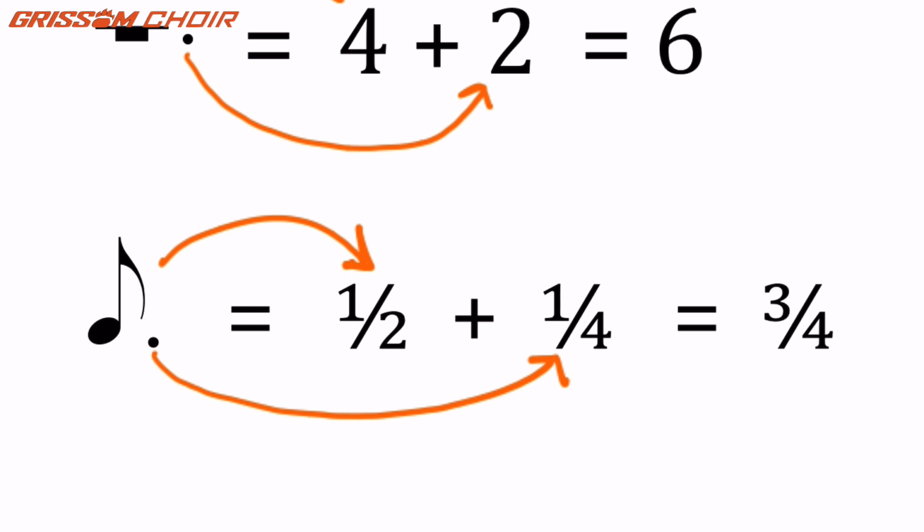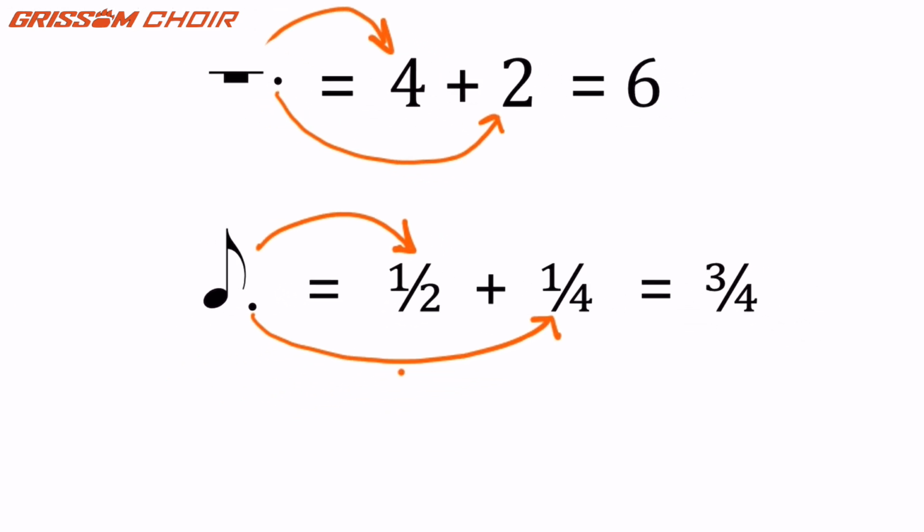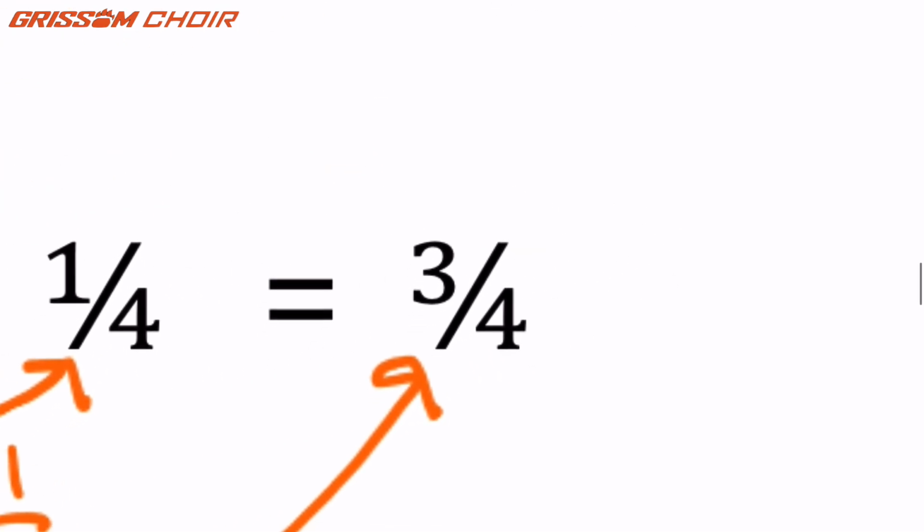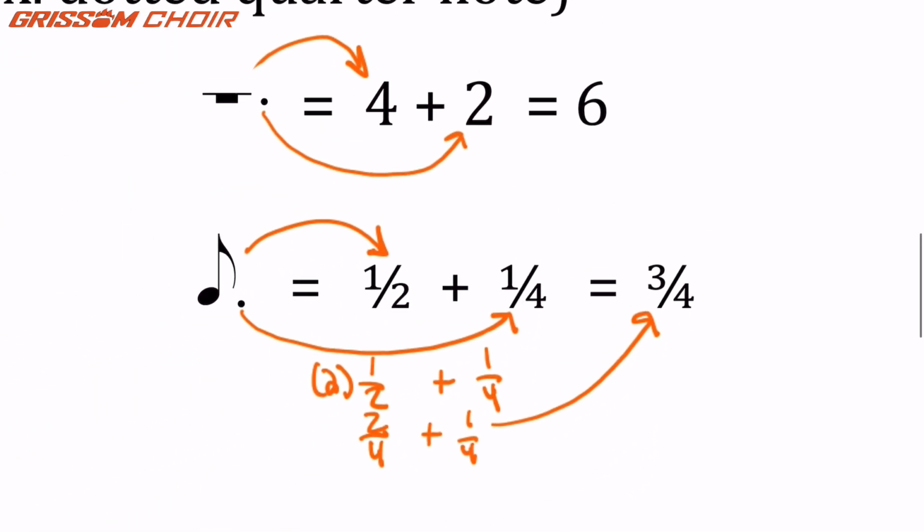But we can't just stop there. We have to think as if we are in math, and we have to find the common denominator. So the common denominator of 1/2 and 1/4 is 4. So we have to multiply that first fraction by 2 in order for the first fraction to have the common denominator. So that would be 2/4 plus 1/4, which will equal 3/4. The dotted eighth note gets 3/4 of a count.